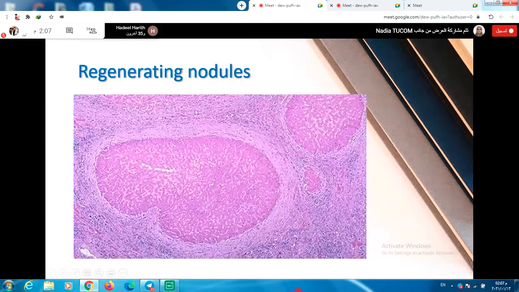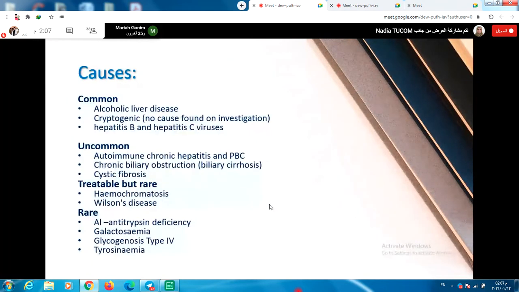Microarchitecture, meaning the lobular architecture of the hepatic biopsy that we called hexagonal lobules, is absent or undetected because of the formation of regenerating nodules.